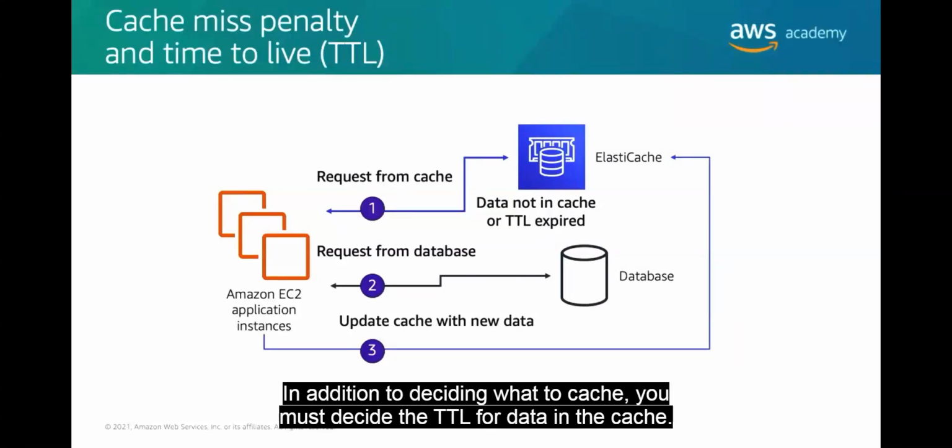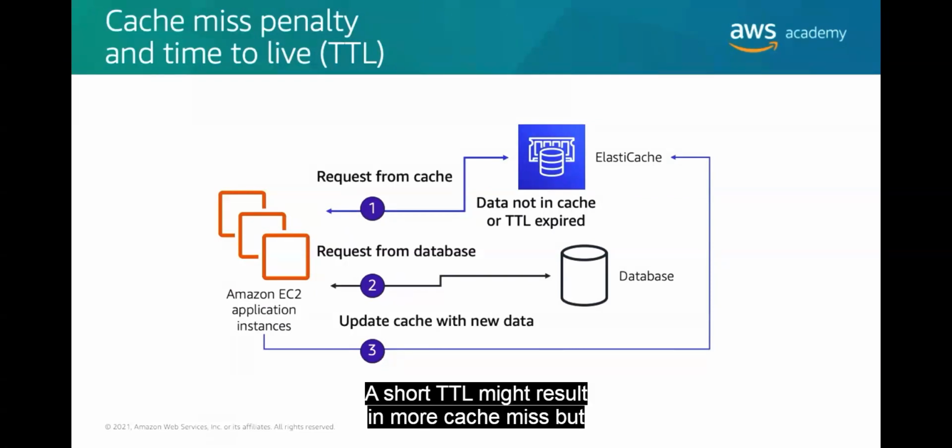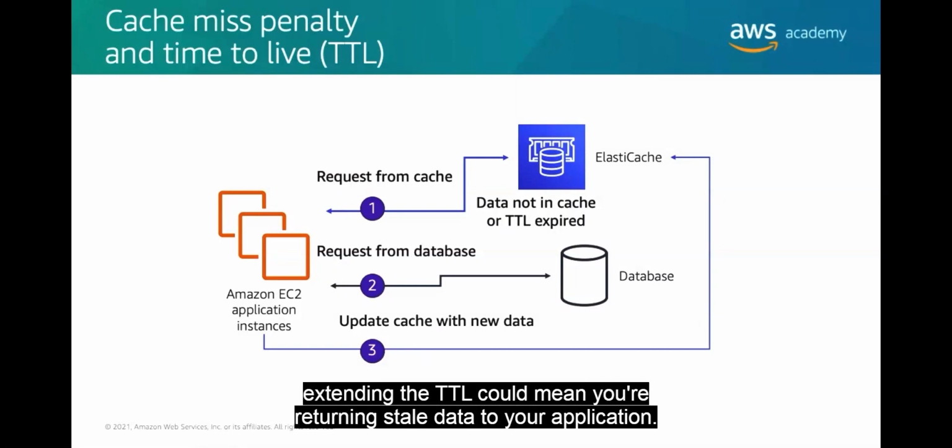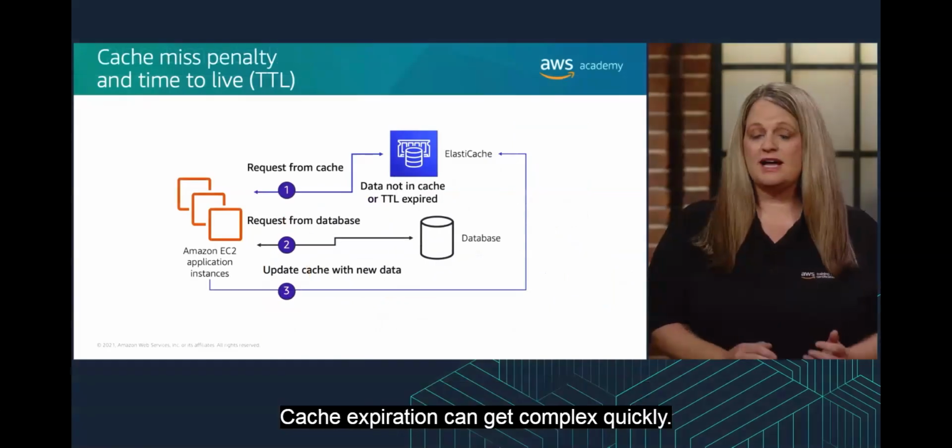In addition to deciding what to cache, you must decide the TTL for data in the cache. A short TTL might result in more cache misses, but extending the TTL could mean you're returning stale data to your application. Cache expiration can get complex quickly.